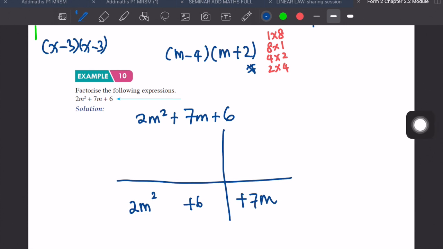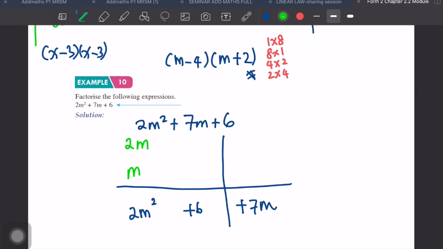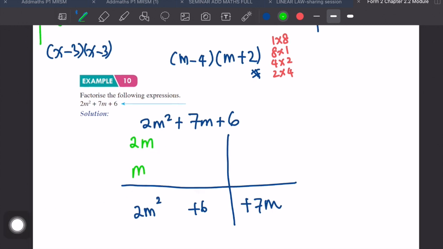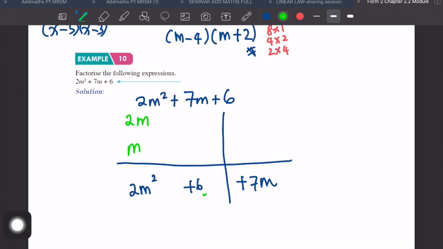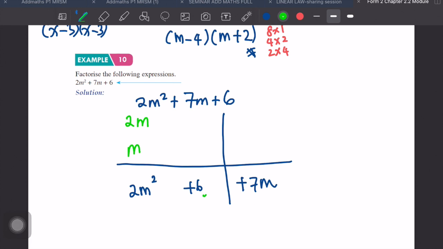Okay. Now, kita ada 2m square. Okay, so what is the combination? Apa yang kita darab dapat 2m square? So, kita tahu nak dapat 2m square, mestilah 2m times m kan? Kalau m times m, is m square only. Kalau 2m times m, dapatlah 2m square. Okay, next tengok 6. Apa kombinasi nombor yang darab dapat 6? Mungkin 1 darab 6, 6 darab 1, 3 darab 2, 2 darab 3.